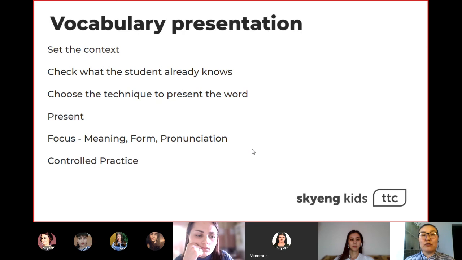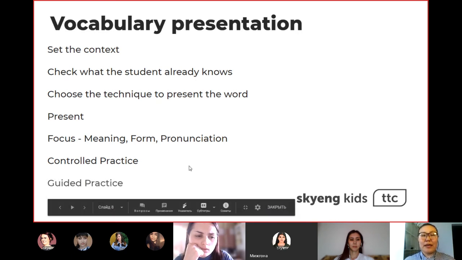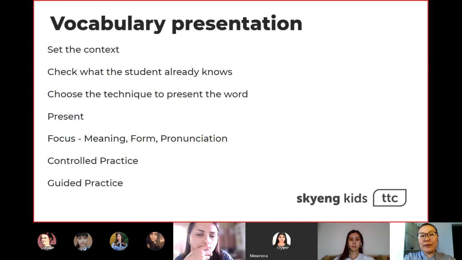Okay, after that, we go to controlled practice. Controlled practice is presented with different tasks on the platform, like fill in the gaps, match the words with the pictures, type the correct form of the word. This is all about controlled practice. Guided practice, we also call it semi-controlled practice. We provide our student with some grammar structures, target vocabulary, and then we set a situation, and according to the situation, our student speaks or writes, draws, and so on.